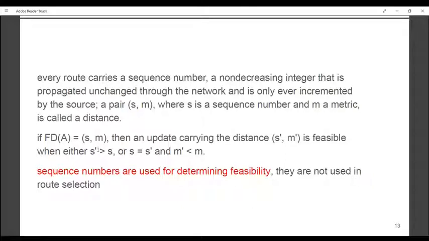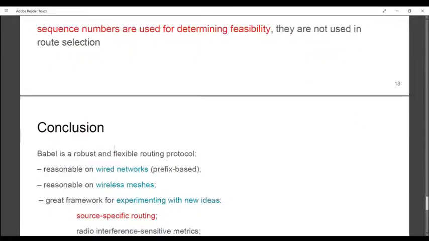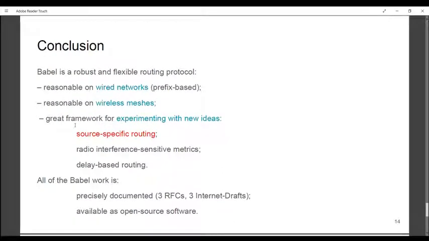and it will update. To conclude all of this, Babel is a robust and flexible routing protocol. It is resilient for both wired and wireless networks. It's a great framework for experimenting with new ideas. It is source specific routing, it has radio interface sensitive metrics, it is delay based routing, and all of the Babel work is documented in 3 RFCs on the internet. It is also available as open source software. So for in-depth knowledge, the paper can be referred to.